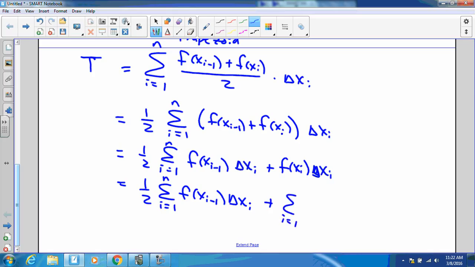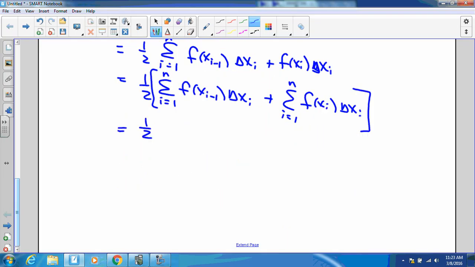But now something magical occurs. When I add up these two sums, I observe that I have seen each one of these sums before. This sum right here, the sum of f of x sub i minus 1 times delta x, is exactly my left-hand sum. And the sum of f of x sub i times delta x is exactly my right-hand sum. So when the dust settles, what I observe is that the trapezoidal sum is the average of left and right.